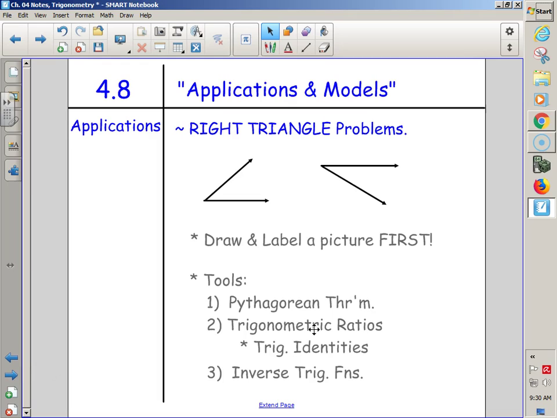Take all the stuff you just did and apply it to problems. So the notes are basically examples of some word problems with triangles from all of chapter 4. Then we're going to come back, go over homework questions, have a review, and take a test real fast.